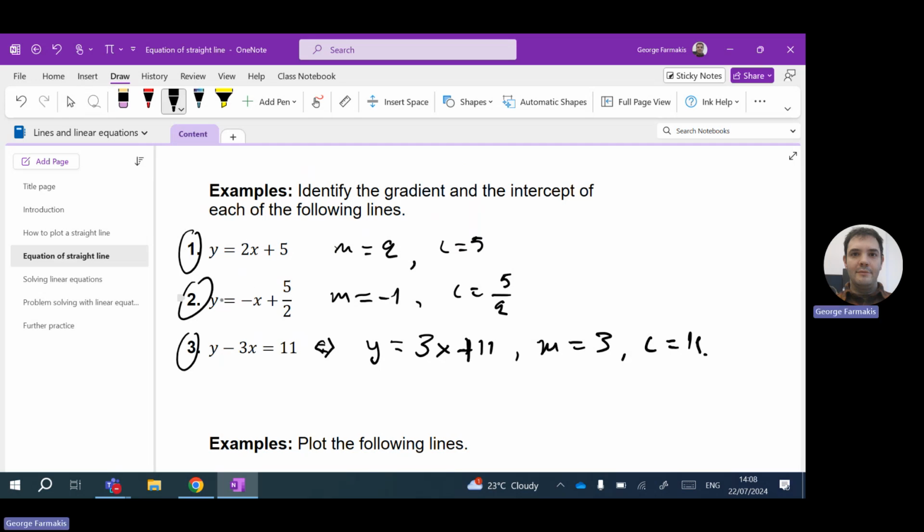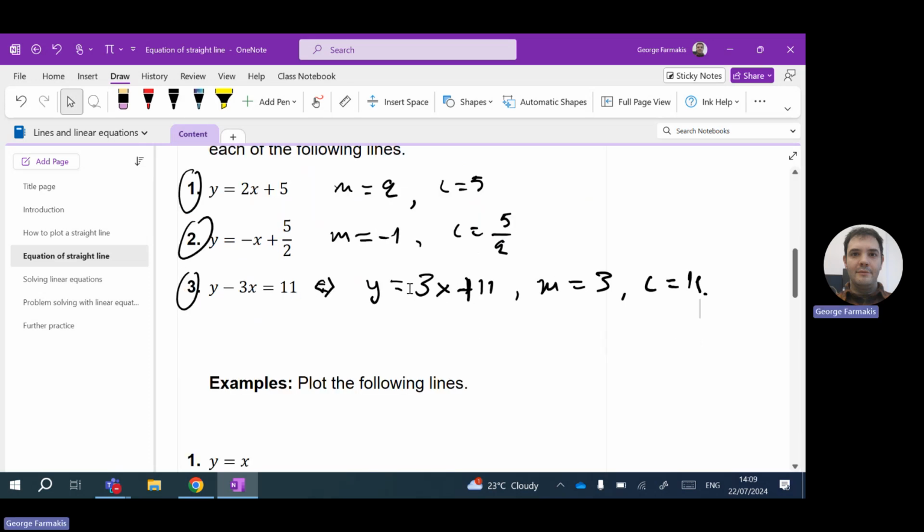Notice that in the second example, the slope is minus 1. Okay, so the minus, we take it for the gradient. So it's minus 1. Be careful with the signs.